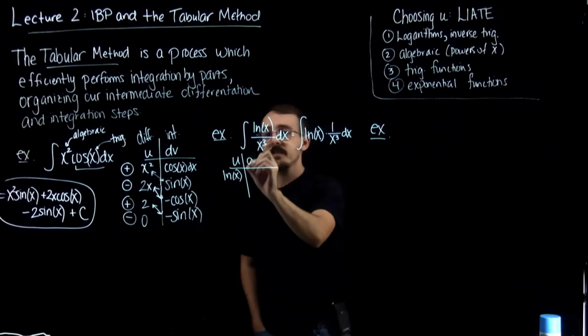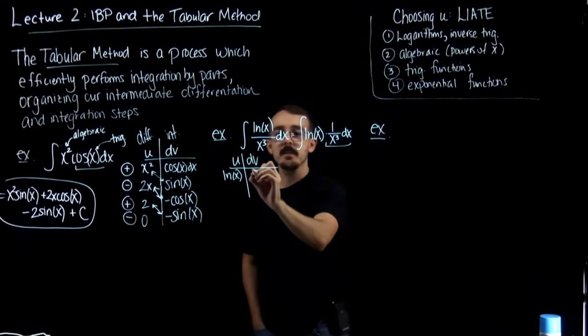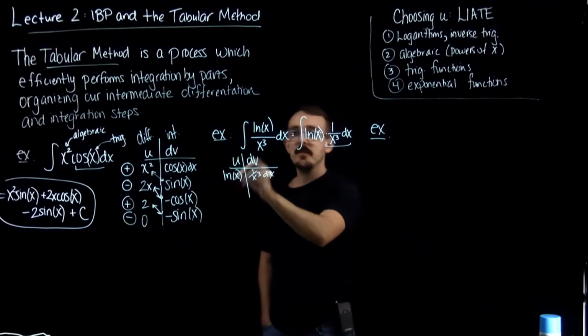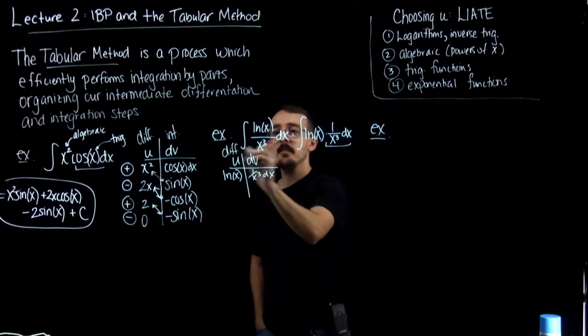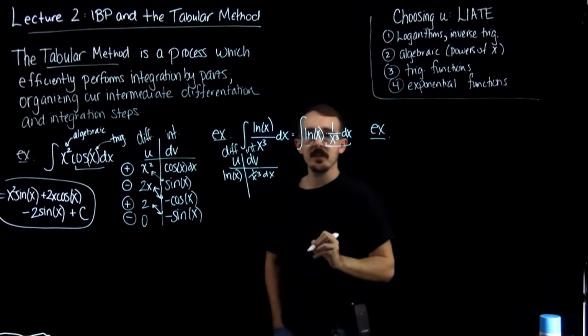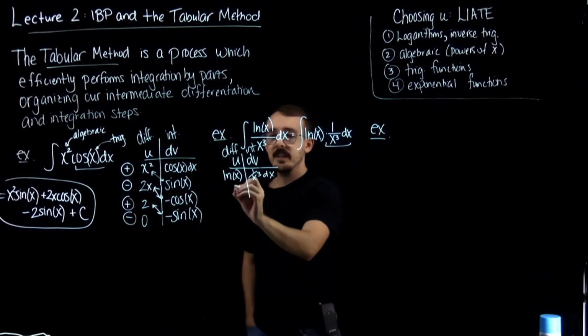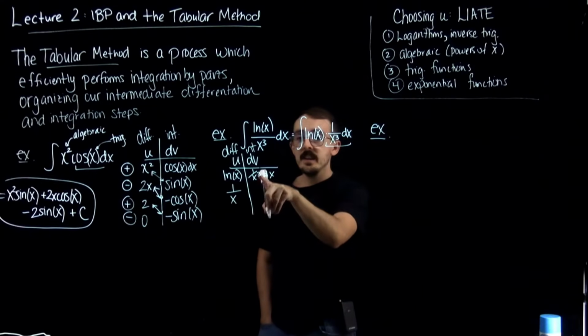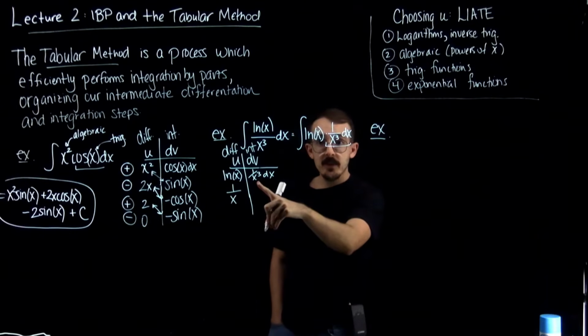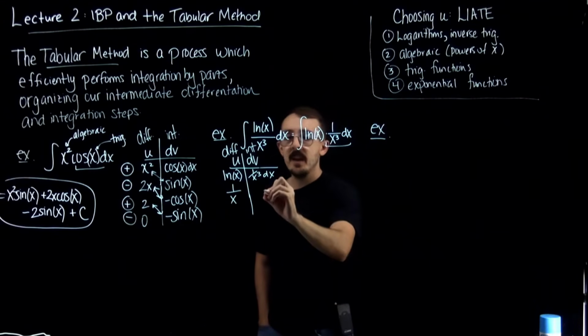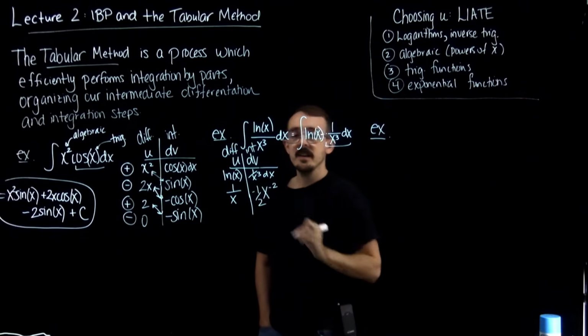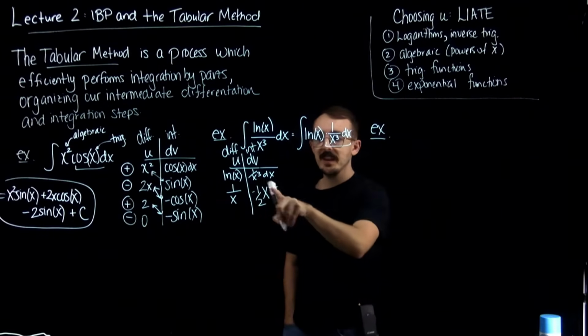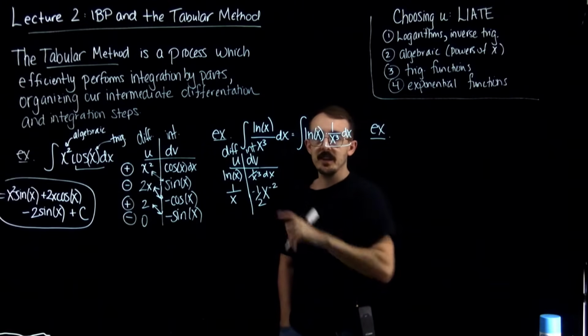And then for dv, it's going to be 1 over x cubed dx. And remember, I'm differentiating in the left column, and I'm integrating in the right column. So then the derivative of ln of x is 1 over x. And then the antiderivative of 1 over x cubed is going to be x to the negative 2, times negative 1/2. So if you checked your work, you bring the negative 2 in front, it cancels, and you have the negative 3 here.